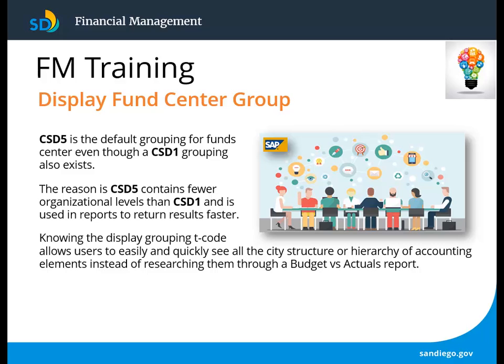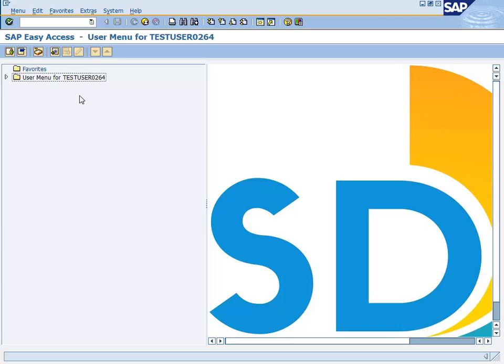Knowing the display grouping T code allows users to easily and quickly see all the city structure or hierarchy of accounting elements instead of researching them through a budget versus actuals report. To access the Fund Center grouping display T code, navigate to the folder where the T code is located.